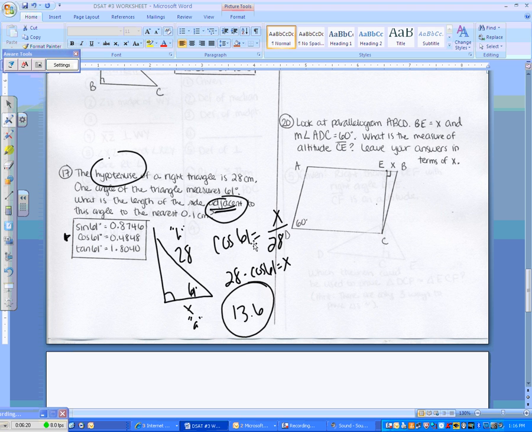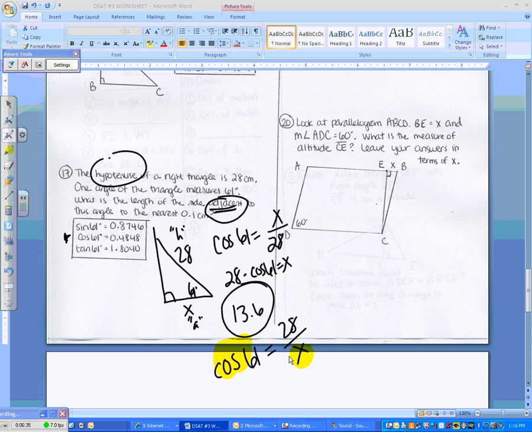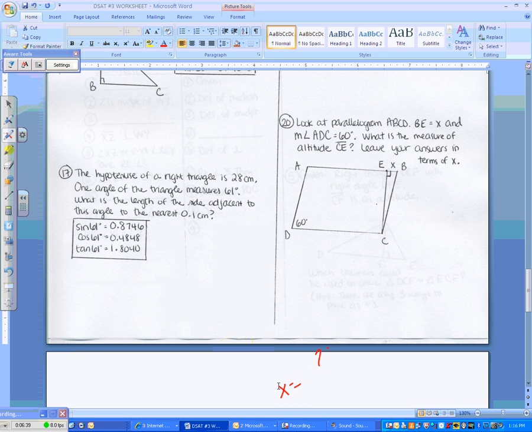Okay. Let's say they give you a question. I'm not sure if they're going to or not, but let's say they give you something like this. Cosine 61 equals 28 over x. Remember when the x is in the denominator, what do we do? When x is on the denominator, we swap them. So it would be x equals 28 divided by cosine 61.